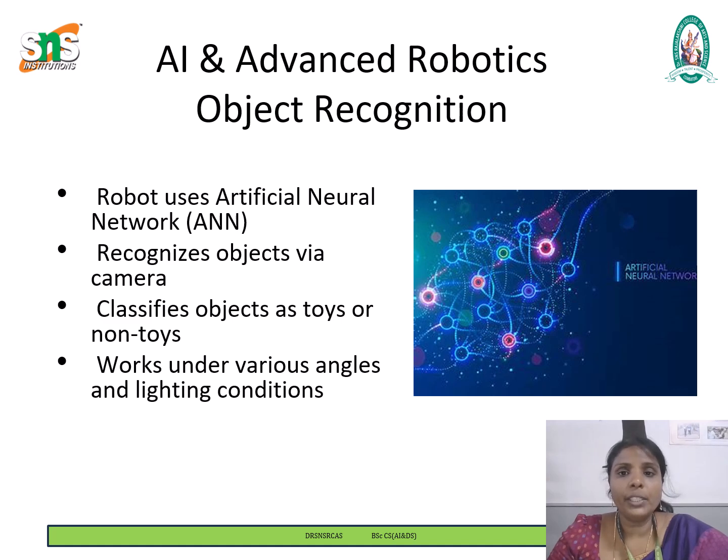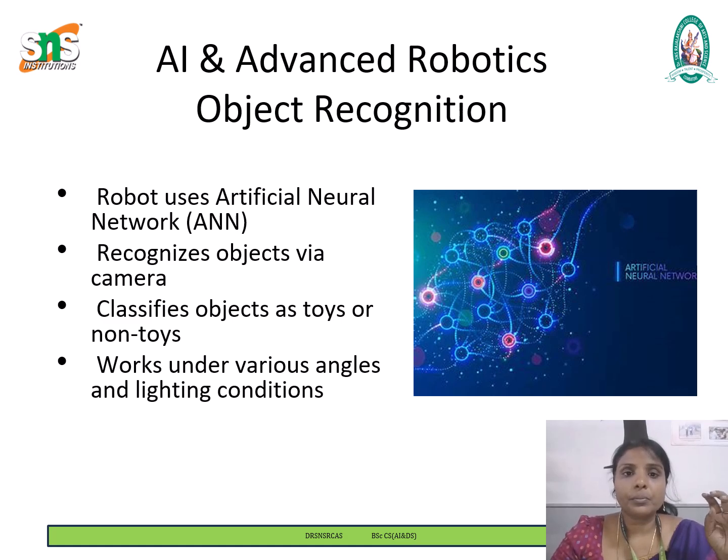First, we see object recognition. The robot is an intelligent system designed to recognize and classify objects using an artificial neural network, that is called an ANN. Equipped with a camera, the robot captures images of its surroundings and uses these visual inputs to detect various objects. The ANN, inspired by the structure of the human brain, is trained on a large dataset containing labeled images of different items. Through this training, the network learns to distinguish between two specific categories. One is a toy, another one is a non-toy.